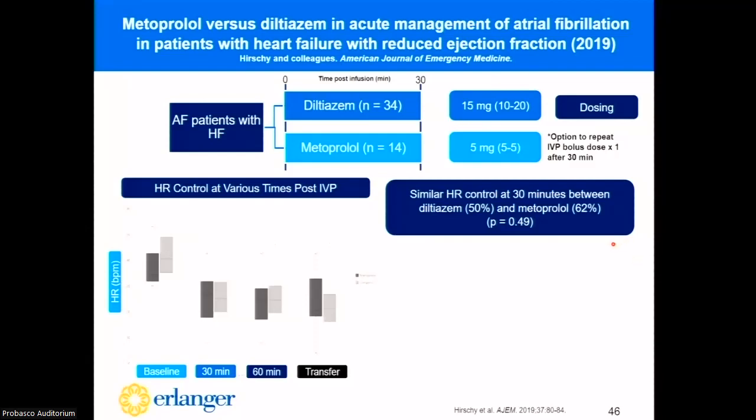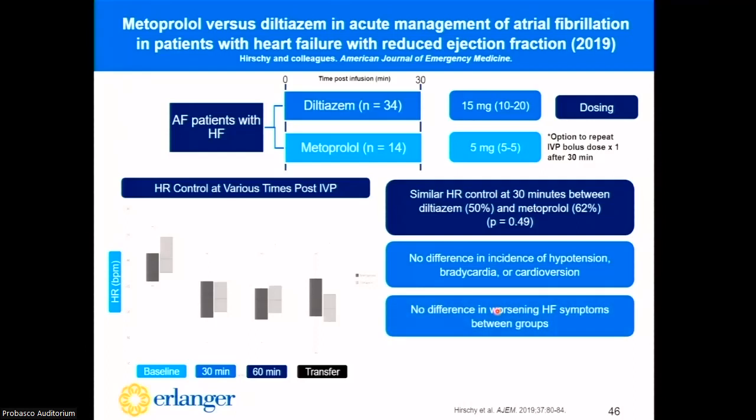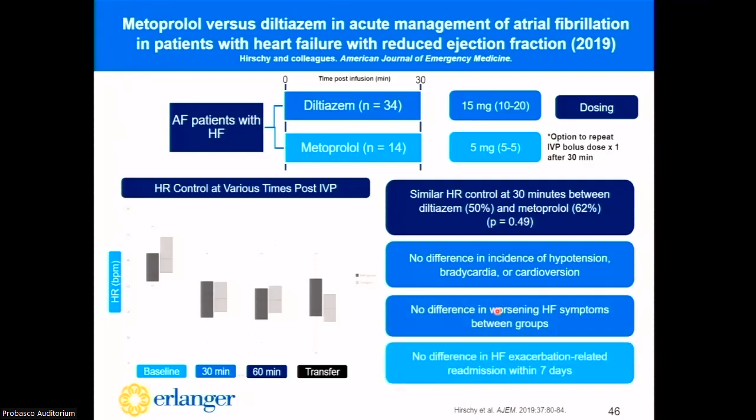So here on the bottom left, you can see this baseline heart rate at admission, and then this immediate transition drop at 30 minutes. So based on your median heart rate here, more benefits seen in this dark bar with metoprolol, but also some benefits seen with diltiazem, and this was consistently maintained afterwards. So similar heart rate control, a non-statistically significant difference. They also saw no difference in incidence of hypotension, bradycardia, or cardioversion, no difference in worsening heart failure symptoms between groups, and then also no difference in heart failure exacerbation-related admission within 7 days.